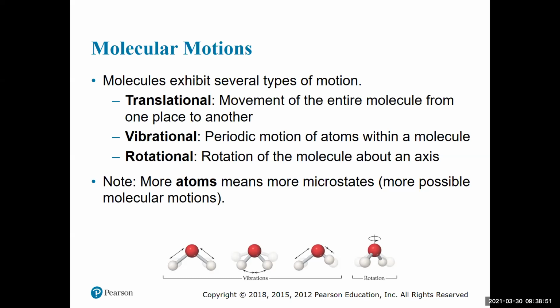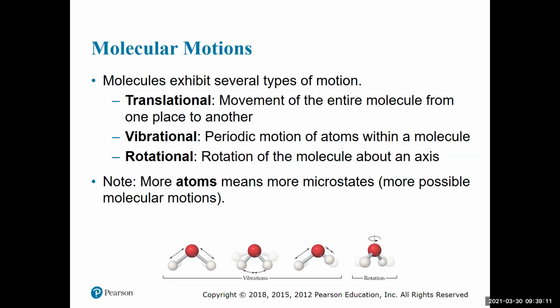Now, here we have three atoms. Think of if you have bigger molecules and you have even more atoms. All this stuff's going on, right? All those bonds have stuff going on. You have rotation. And that's not even counting the translational that we talked about up front.